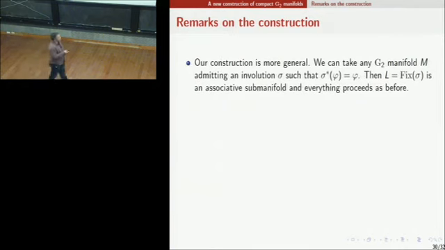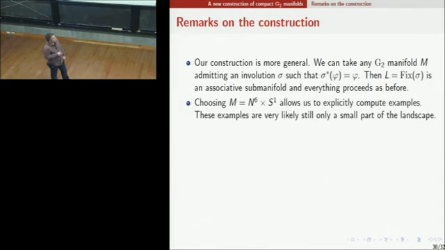So let me make some remarks in the last 2 minutes. The construction is actually a bit more general. You don't have to start with a Calabi-Yau with an anti-holomorphic involution. You can just start with any G2 manifold that has an involution that preserves the G2 structure. Then the fixed point set is associative and everything is the same. The only reason I formulated it at the beginning in terms of a Calabi-Yau is because then you can actually get examples. There are no known examples of compact G2s with such an involution. So this is why we do this.